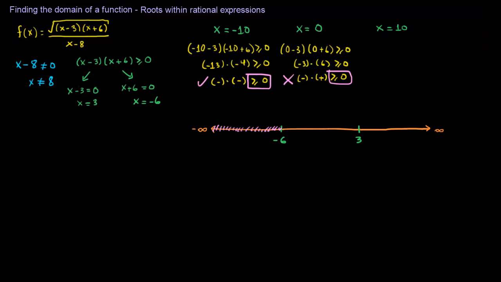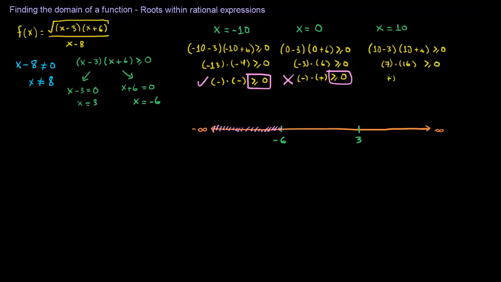I'm going to do the same with the last value of x here, with x equal to 10. So it will be 10 minus 3 times 10 plus 6, is this greater or equal than 0? I think you should be noticing that we're getting a 7 times a 16. Is this greater or equal than 0?